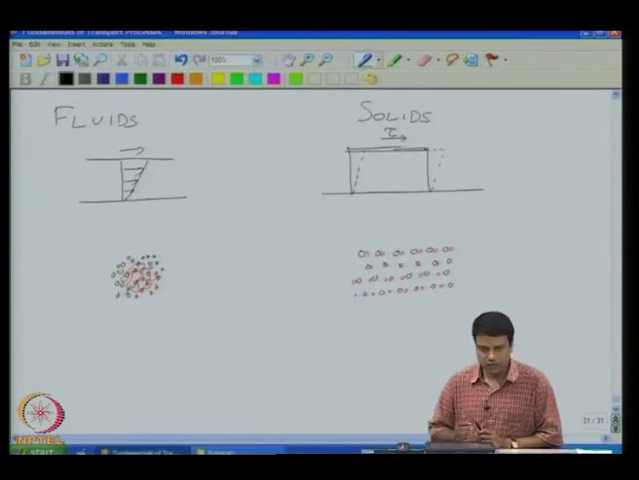Whereas in the solid, the molecules do not diffuse apart from mechanisms such as vacancy migration and interstitial diffusion, which are very slow processes. So, this is basically the difference between fluids and solids.